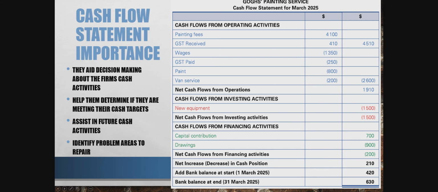Alright. Another reason, assist in future cash activities. So when it comes to buying new equipment or stuff like that, any new non-current asset, if we can see our bank balance is positive throughout the period, maybe we can afford to buy a new asset to improve the business's position. Or it might tell us that we do not have the sort of cash to buy new assets, and we might have to look at cash flows from finance activities such as borrowing from a loan in order to fulfill our investment obligations or commitments.